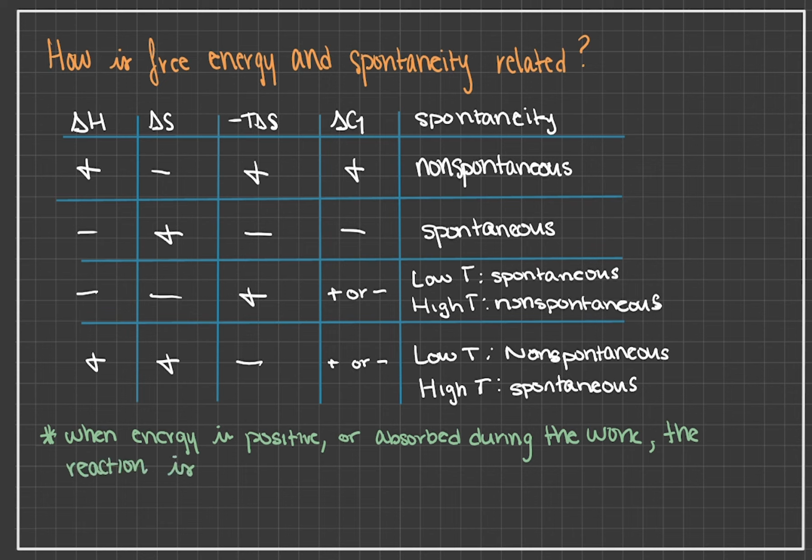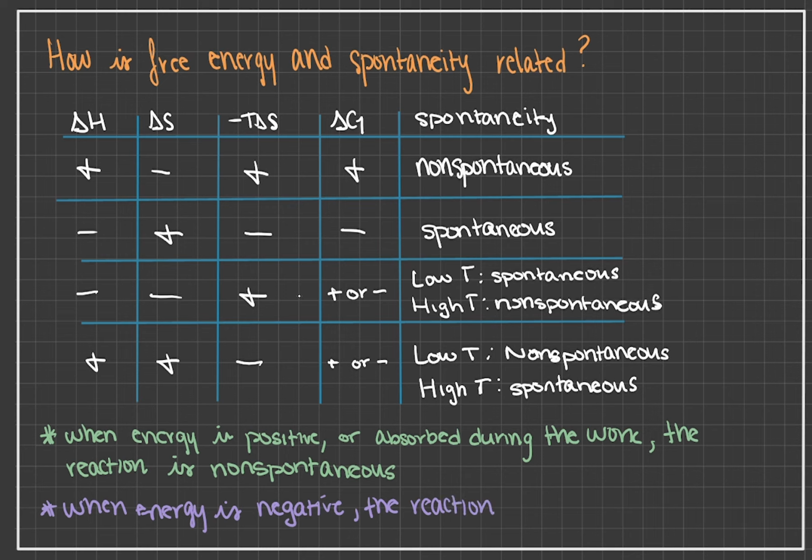In our last row, we're going to see that our heat of formation is positive, our entropy is positive, and our overall negative T delta S is negative. Then if our temperature is low, it ends with a positive Gibbs free energy, so that means it's going to be non-spontaneous, and if our temperature is high, it's going to result in a negative Gibbs free energy, which means our reaction is going to be spontaneous.